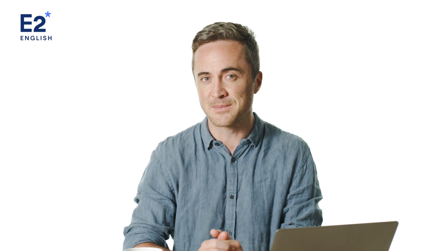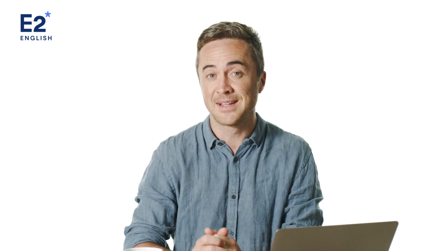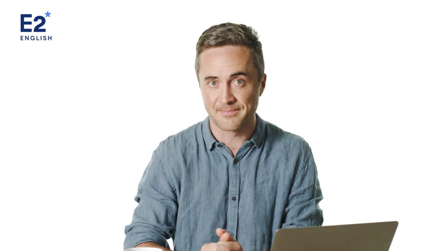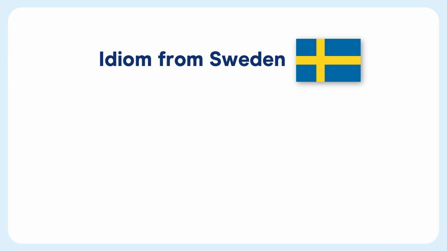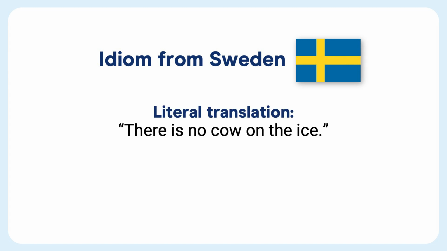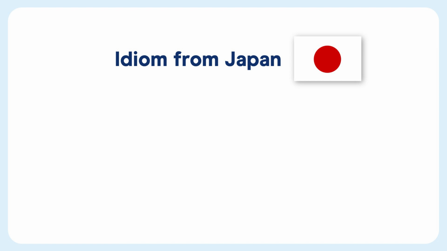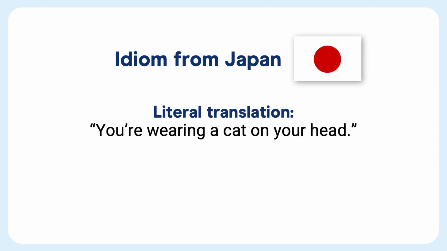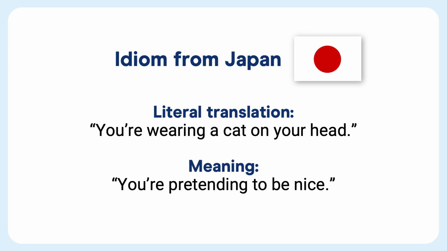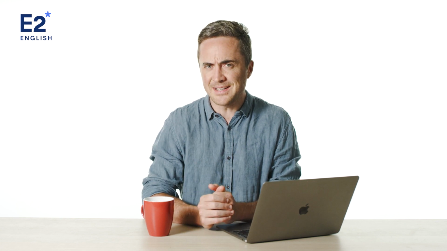Here are a few idioms from different languages around the world that are hilarious but don't work in English without an explanation. So from Swedish, they have an idiom that translates to "there's no cow on the ice," which means there's no need to worry. And in Japanese, you can say "you're wearing a cat on your head," which means you're pretending to be nice. So as an English speaker, if somebody told me that idiom, I would have no idea what it means.